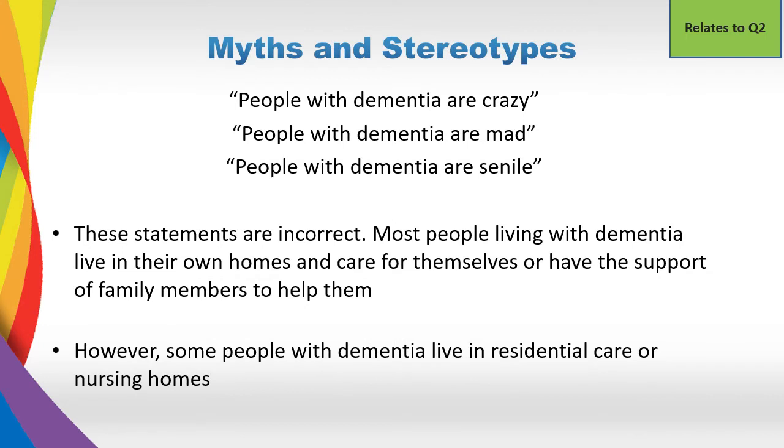So the statements there, people with dementia are crazy, they're mad, they're senile. These statements are incorrect because most people that live with dementia actually live in their own homes and they care for themselves, or they have support of family members around them to help. But some people do live in residential care or nursing homes if they have dementia as well.